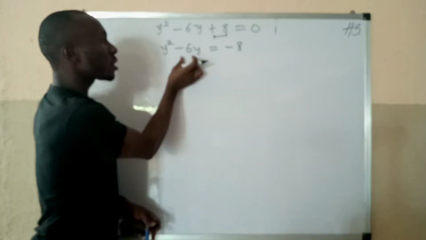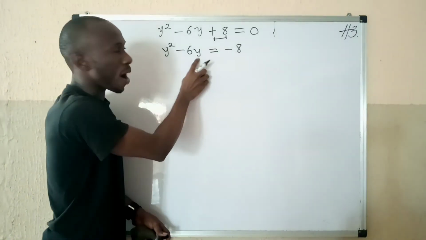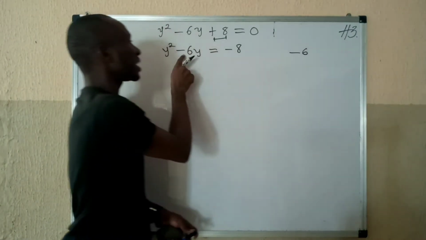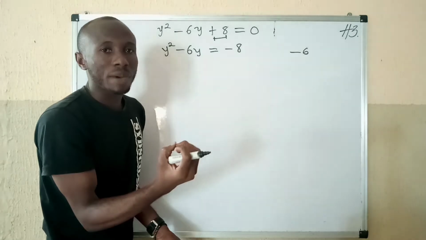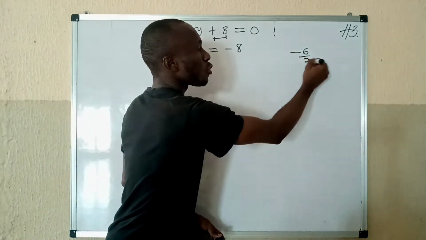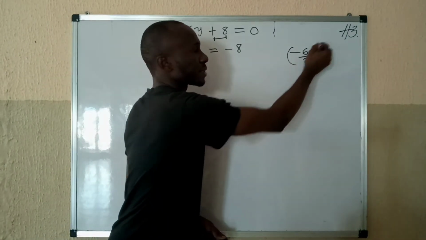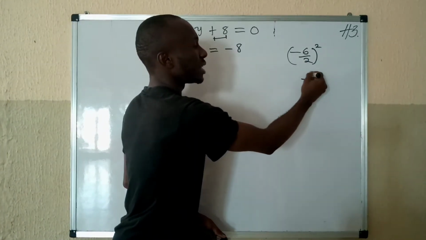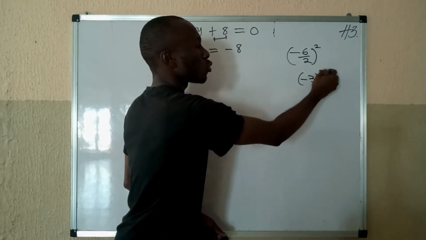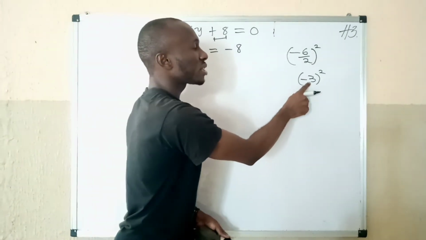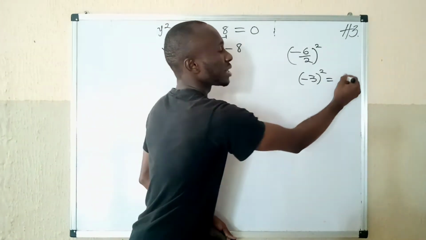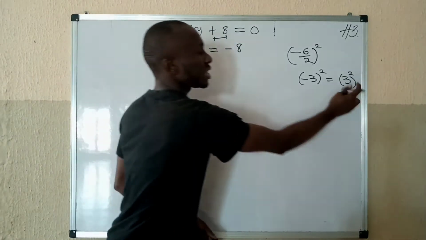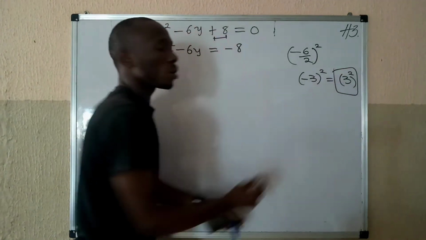Step 3, we pick the coefficient of y, which is negative 6. We will divide it by 2, and we will square it. So negative 6 divided by 2 is simply negative 3 all squared. And remember, negative 3 all squared is simply 3 all squared.